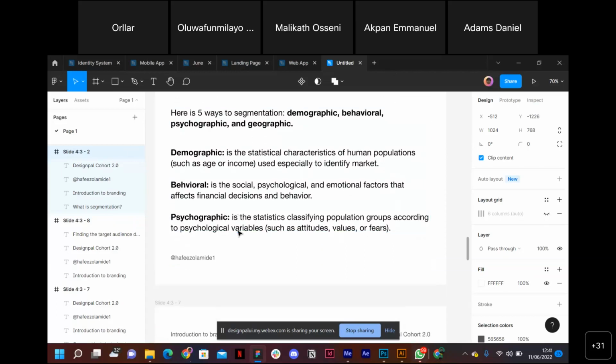So the third one, which is psychographic. This is the statistics classifying population groups according to psychological variables such as attitude, value, and fear. So here we have it in a way like, because of this brand, it will influence their style of doing things. Do you understand? How do I want people to behave with my brand? Do you get?